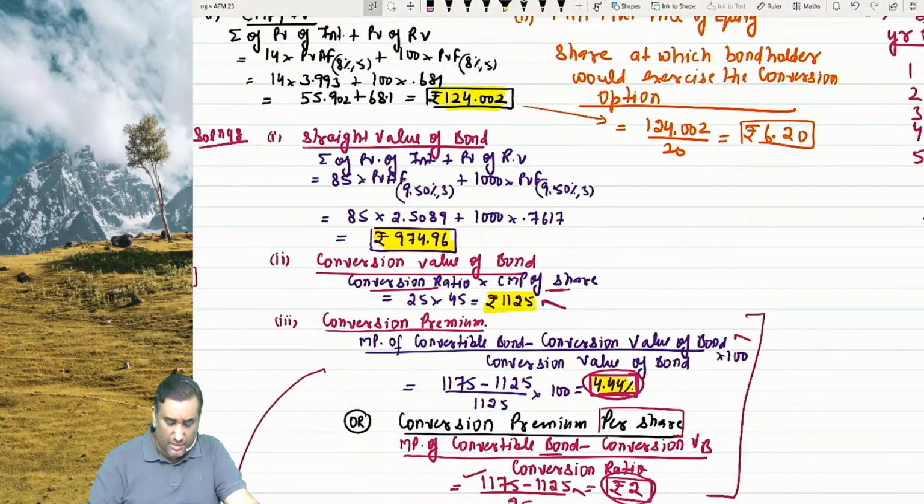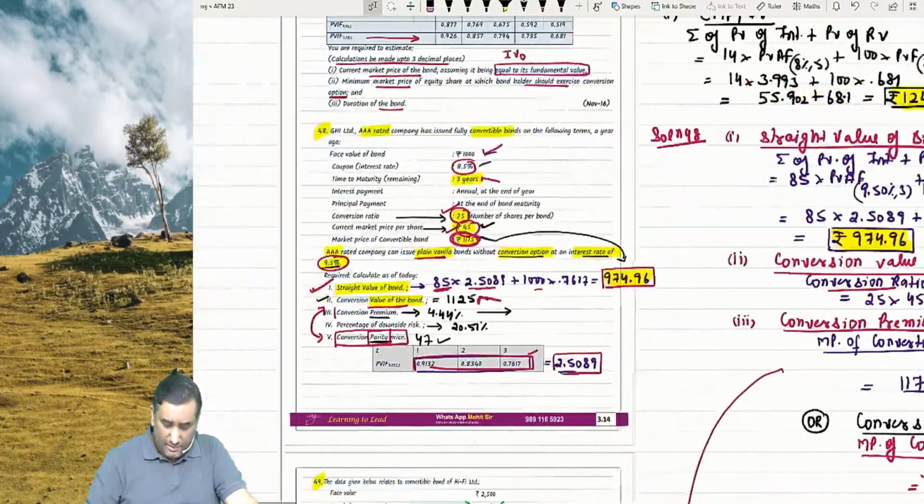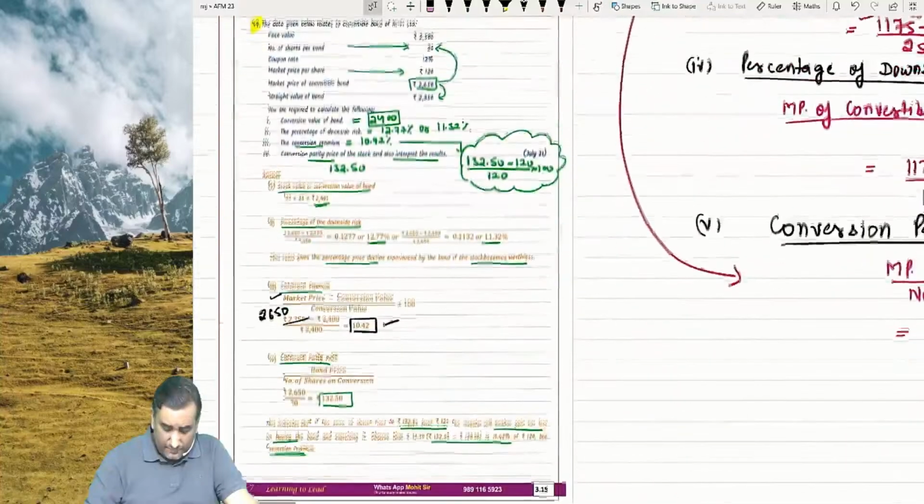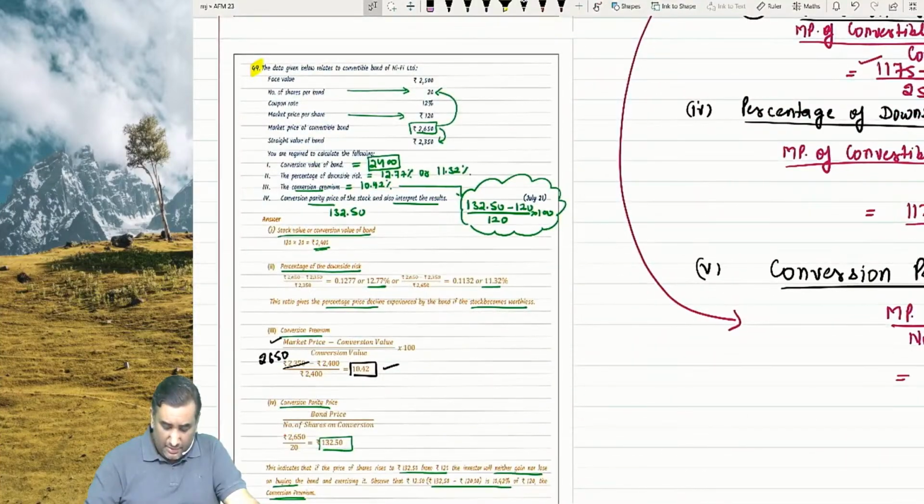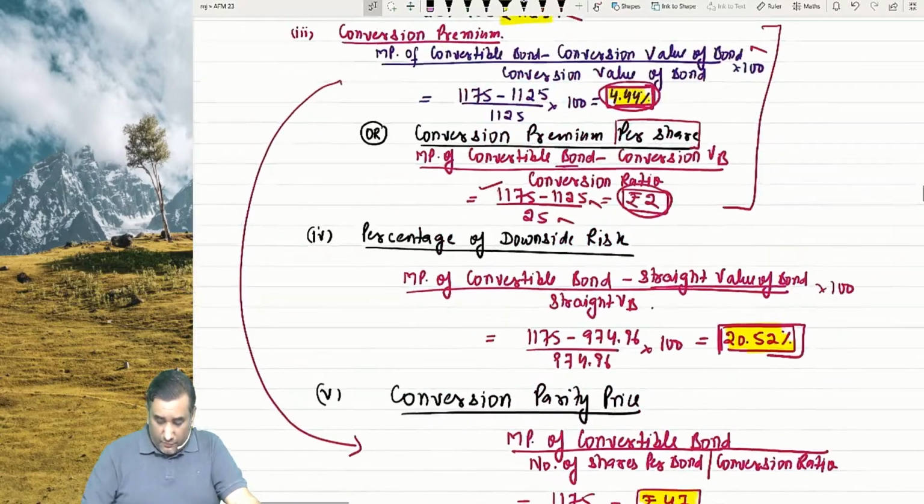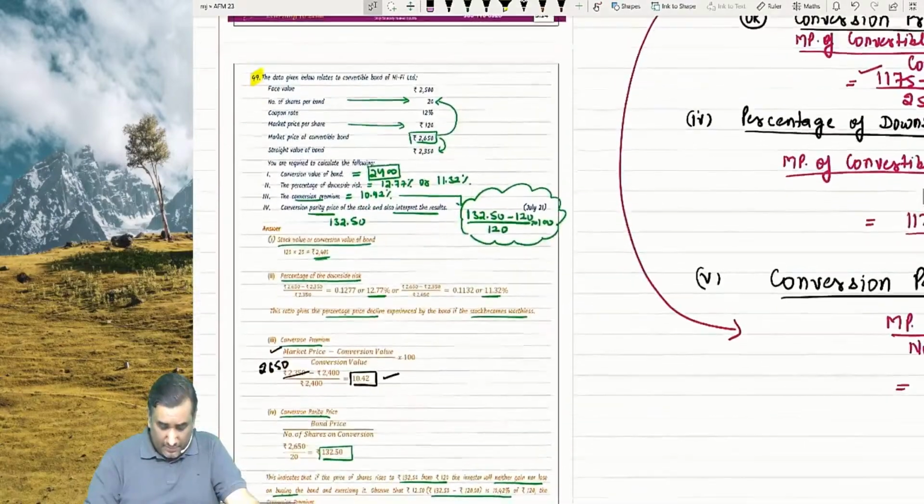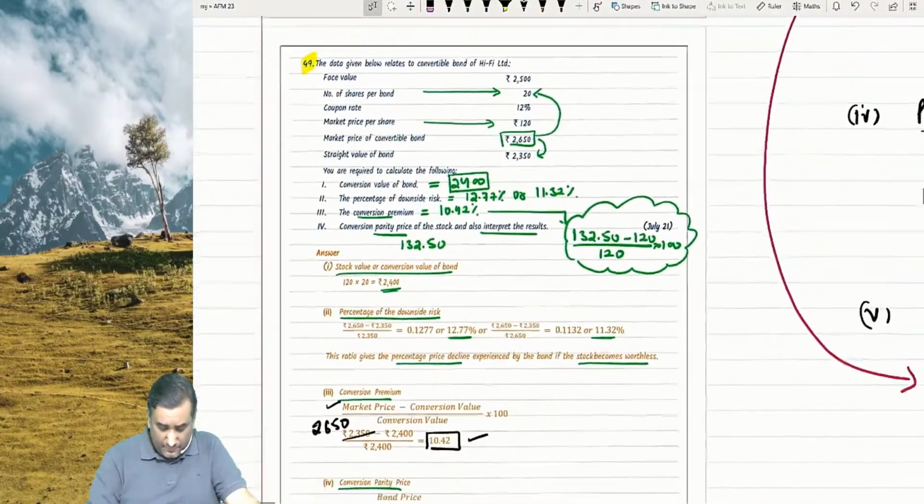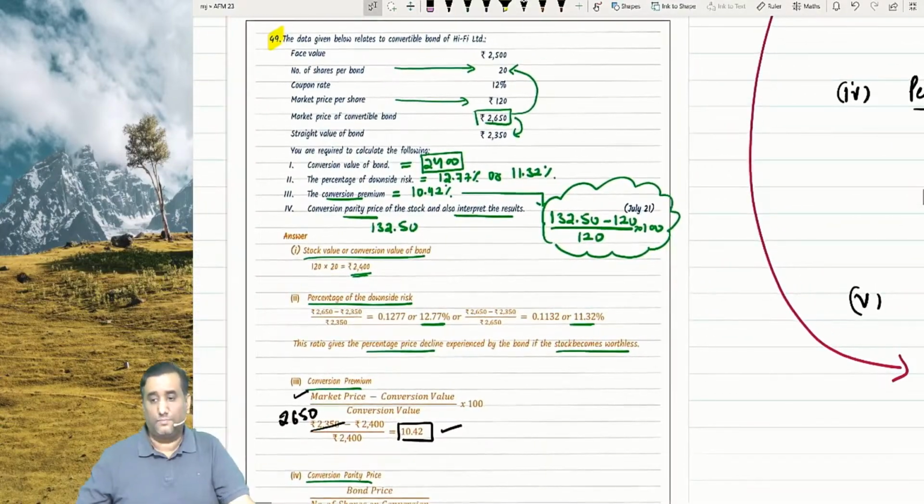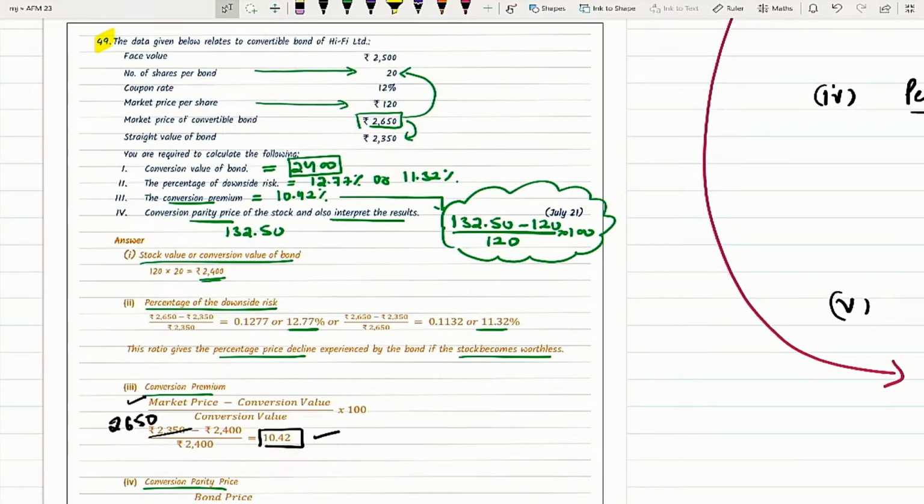Smaller question is 48. I think your book will have 49. Just try 49 quickly.